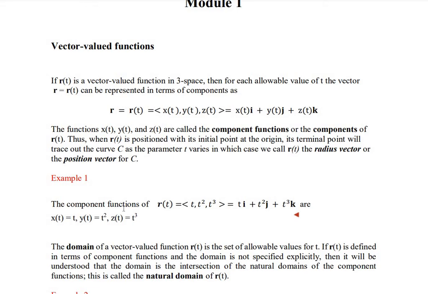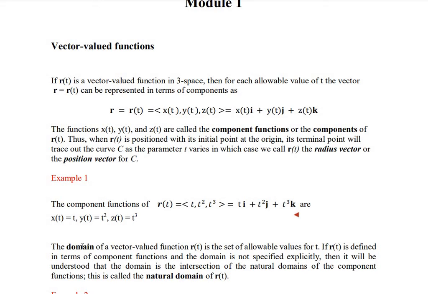For example, the components of vector r of t is equal to t, t square, t cube, so that it can also be written as t into i cap plus t square into j cap plus t cube into k cap, or x of t is equal to t and y of t is equal to t square and z of t is equal to t cube.